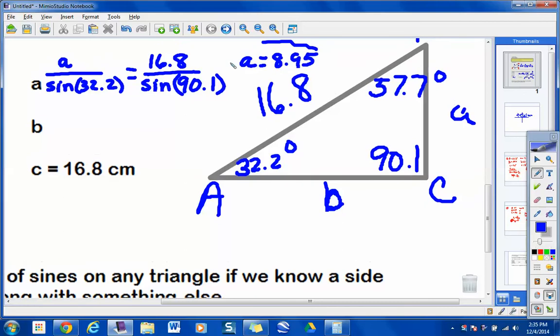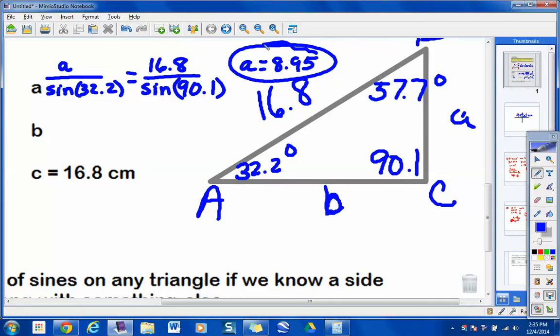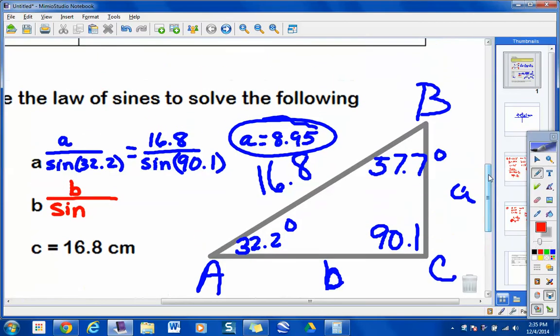All right. a is 8.95. Well, let's use this idea then to find our length of b. What would you set up there? Well, side b is what I'm trying to find. b is to the sine of what angle, guys? Small b down here corresponds to big B, but do you know the measure of big B? 57 point what?